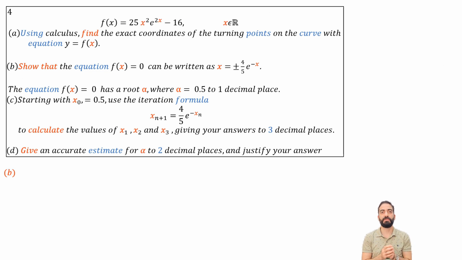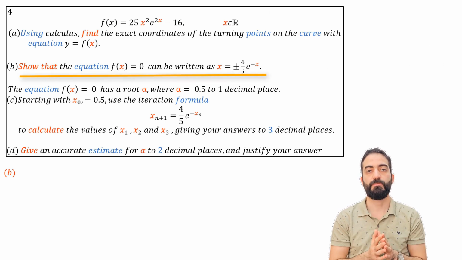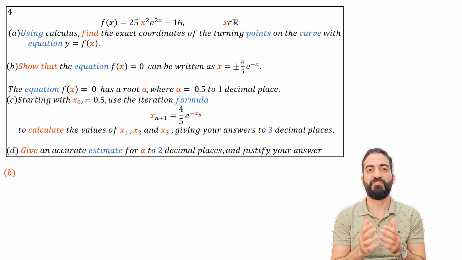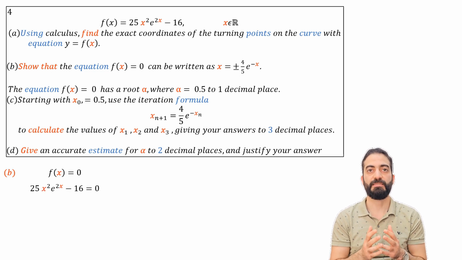We now move to part B: show that the equation f(x) = 0 can be written as x = ±(4/5)e^(-x). f(x) = 0, meaning that 25x² times e^(2x) minus 16 equals 0.